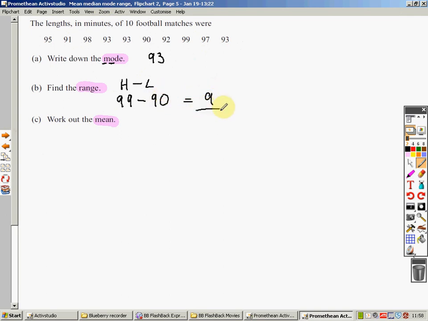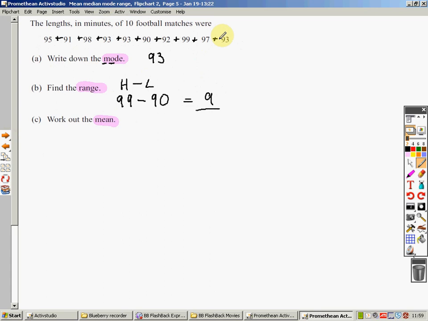And now for the mean. Now I need to go through and add all of these numbers up together. We shall go and do it quickly. We have 95 plus 91 plus 98 plus 93 plus 93 plus 90 plus 92 plus 99 plus 97 plus 93. Now, I'm doing it on the calculator, so I'm doing it just as the students would.